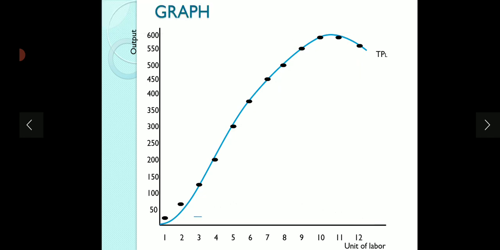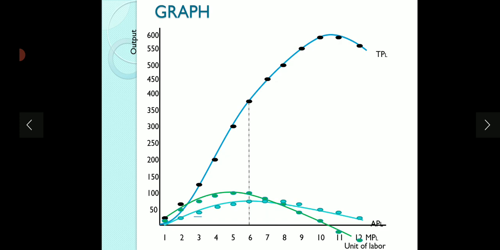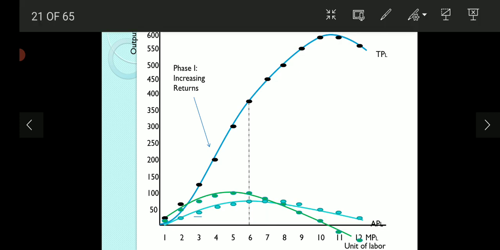Let me draw the MP curve. So these are the points for the AP curve. Okay, this is the average product curve. And here I have the MP curve. This is the green line for the marginal product curve. Let's bifurcate them. So this is the first phase of production. As you can see, TP is increasing very, very fast. Marginal productivity is also increasing. So this is my phase 1 of increasing returns.